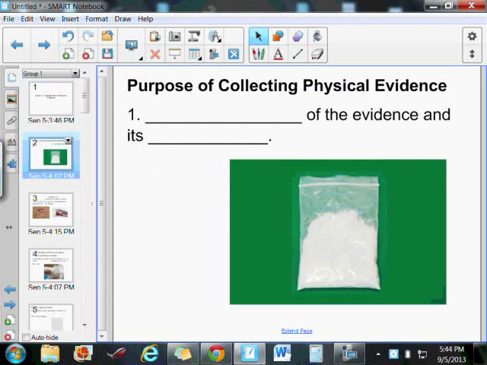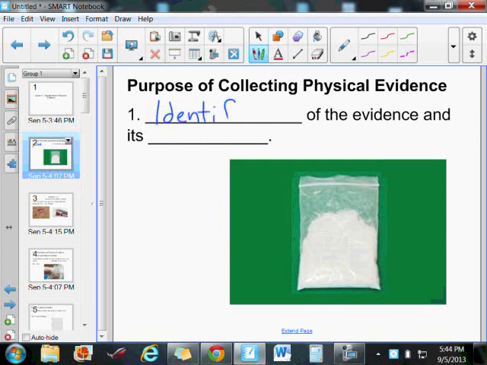The first thing we're going to talk about is why collect that evidence at all. And the first reason is for its identification. Okay, so, for example, you found this bag of white powder at a crime scene, and you want to know what exactly it is. So what is this? The second thing you want to know is where did it come from? What's its source?